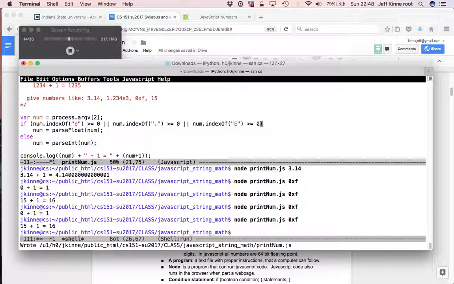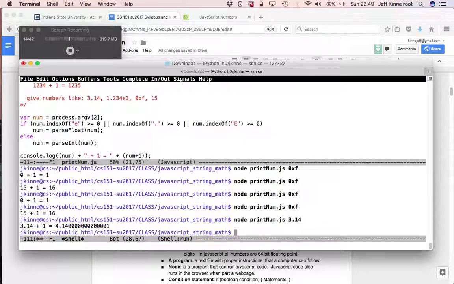So any of those would seem to indicate that we're talking about a number with a decimal point. So there I just ran the 3.14. Let's run this one again. Okay, so both of those work out all right.